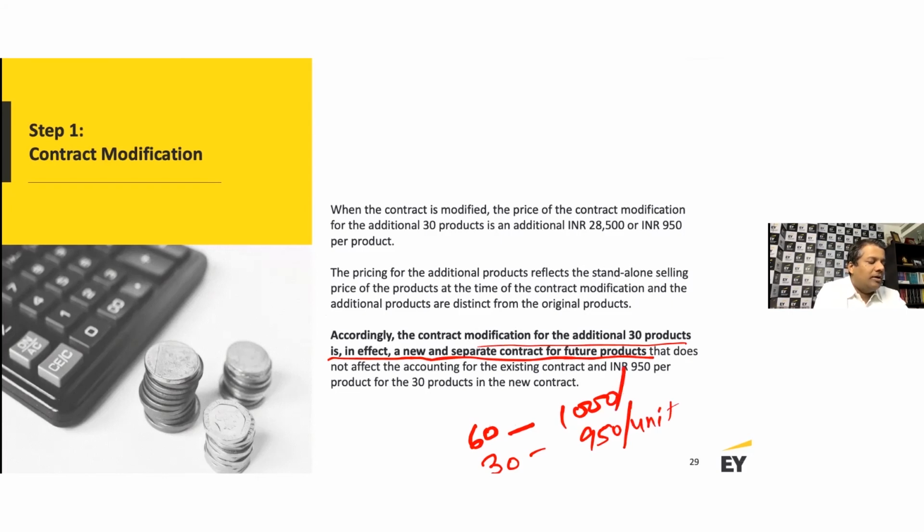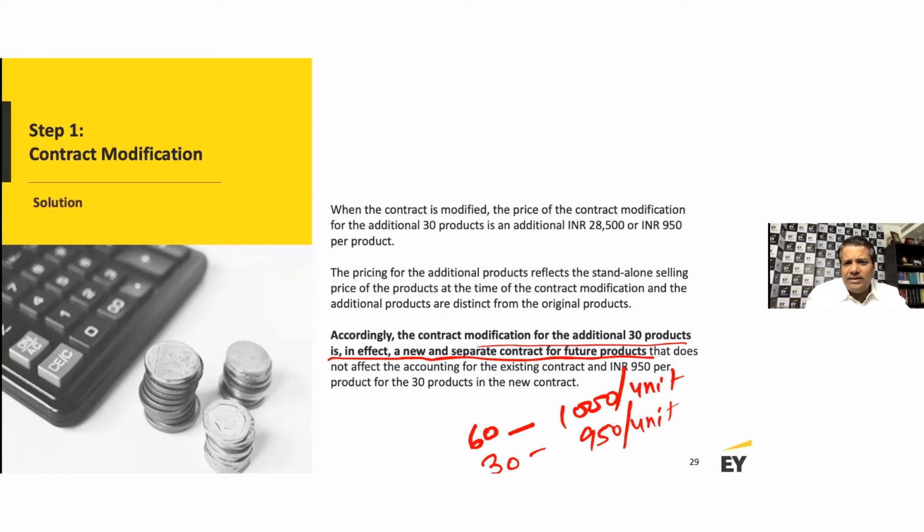Here, you will record 1,000 per unit. For the same product, you will record revenue at a different price point, because this is how you agreed with the customer, and these are two separate contracts. And as you keep on fulfilling your performance obligation, you will record revenue as your obligations are fulfilled.